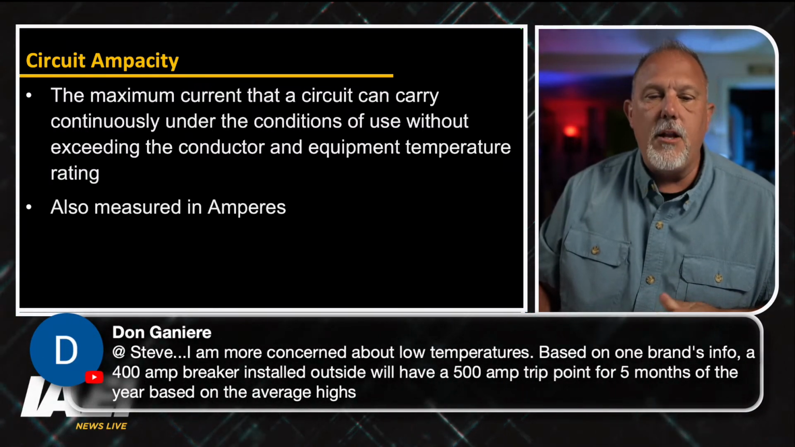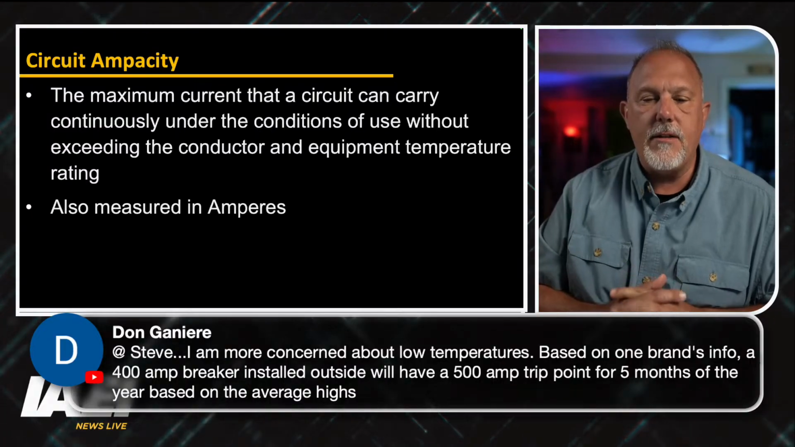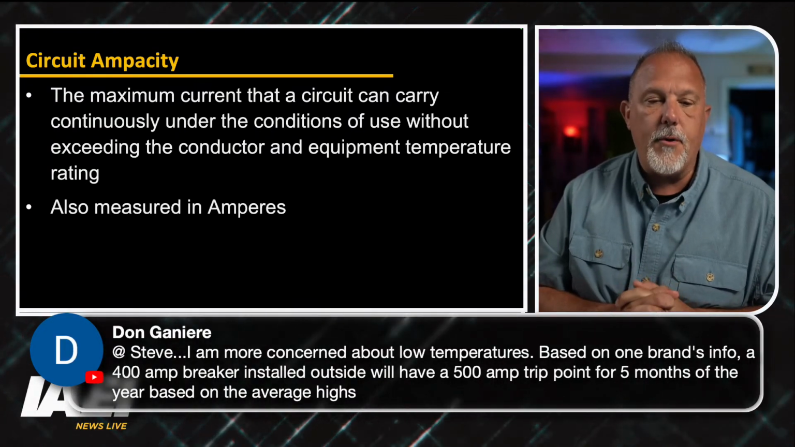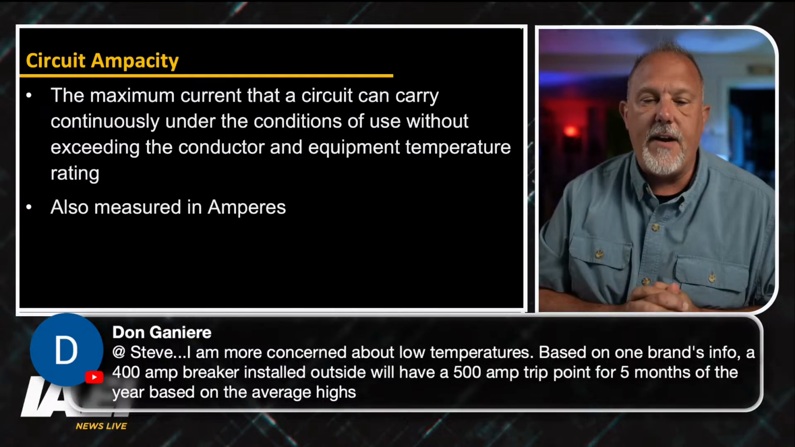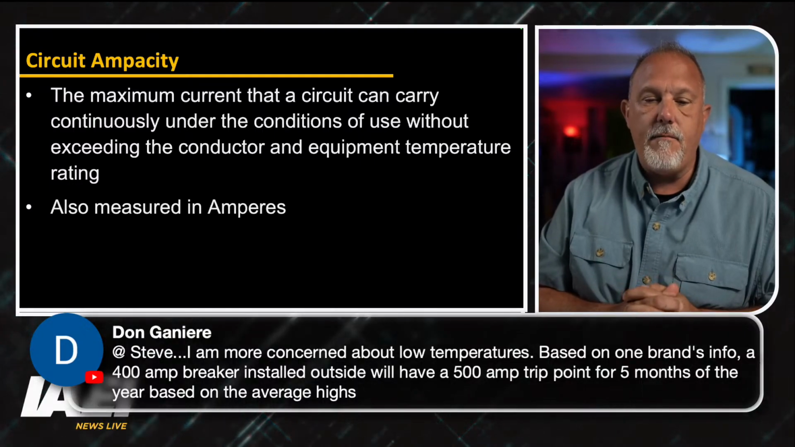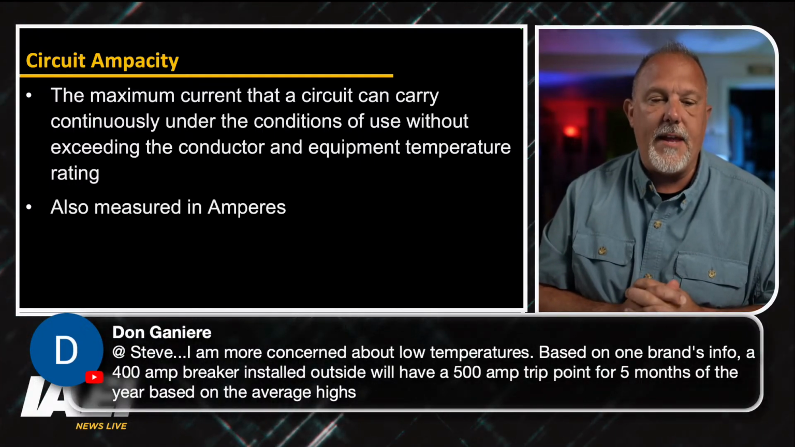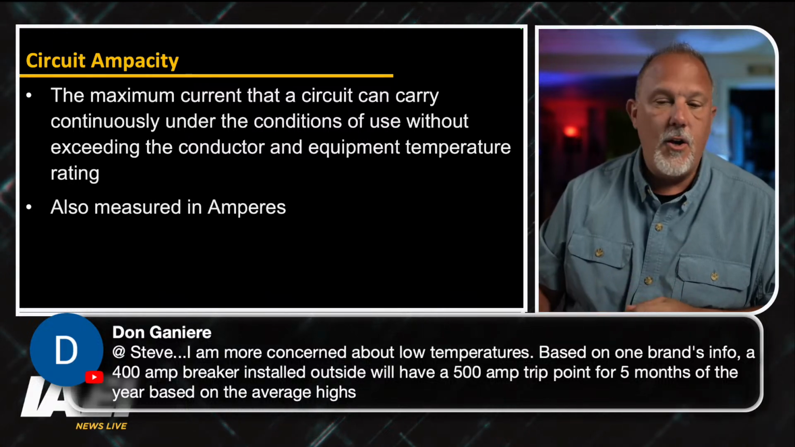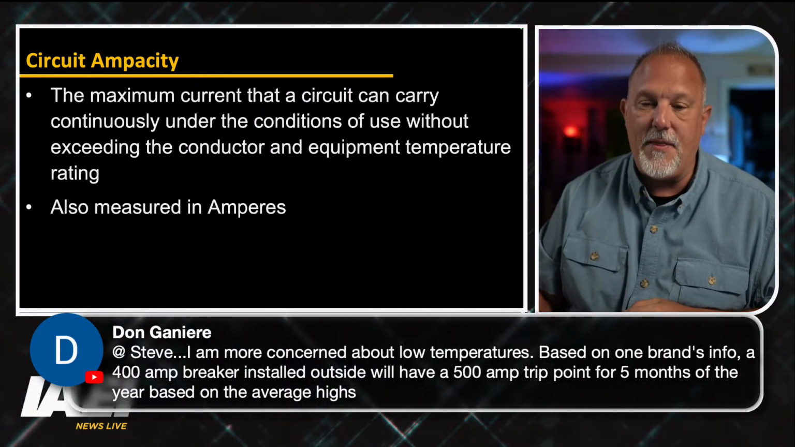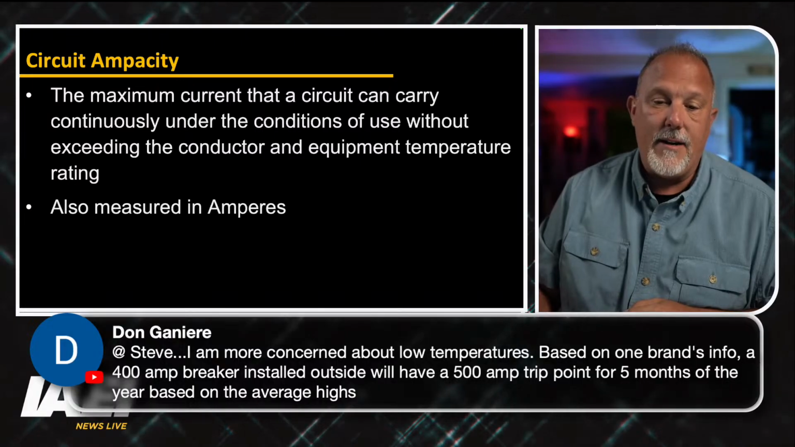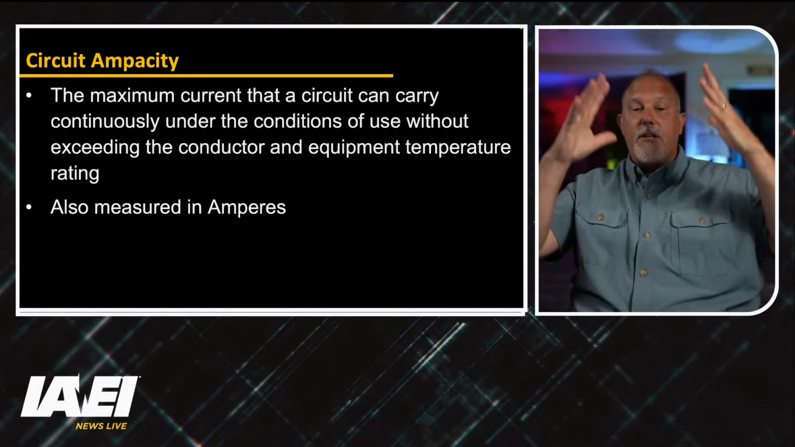I'm more concerned about low temperatures. Based upon one brand's info, a 400 amp breaker installed outside will have a 500 amp trip point for 5 months of the year based upon the average highs. We are going to talk about that one. I'm telling you that, Steve, that's a really good question.